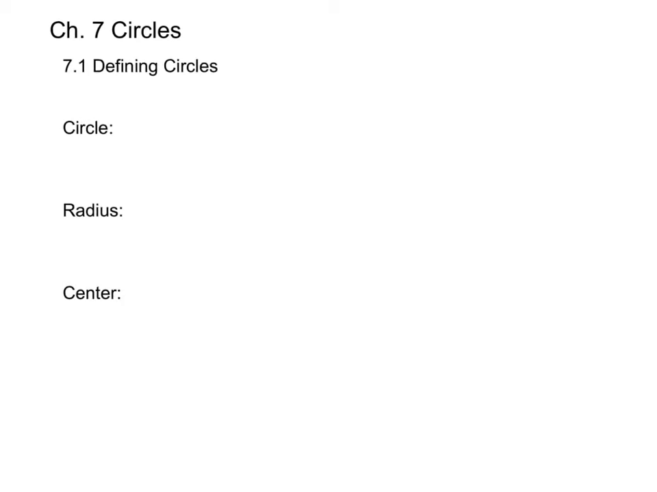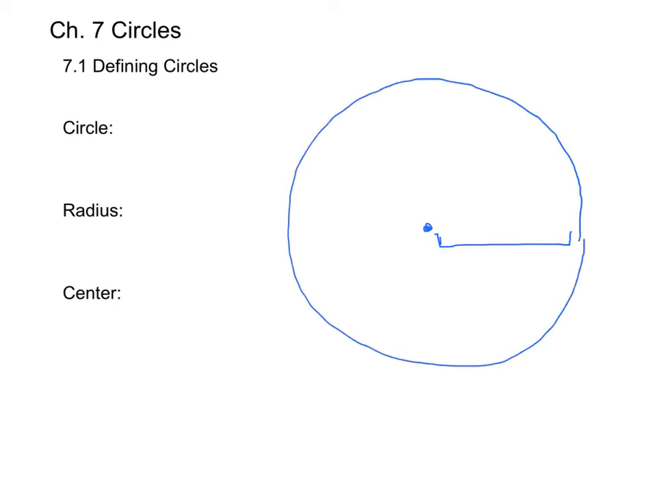So, a circle is the set of all points in a plane at a given distance from a given point in the plane. So if we have a point, and then we have a distance, like here, and then we have all the points that are this distance away from the center point. So this is our circle, and then this is our radius, and this is our center. So in essence, the radius is the segment from the point on the circle to the center, and the center is this given point, and it also names the circle.